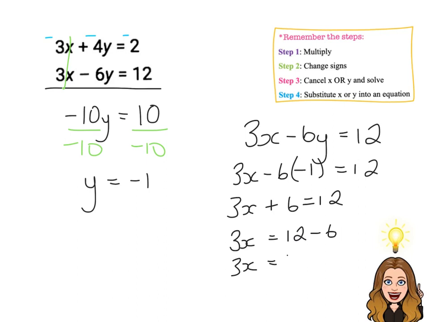And now I'm left with solving for x. So I divide by the number in front of x, which is 3. And that leaves me as x equals 2.